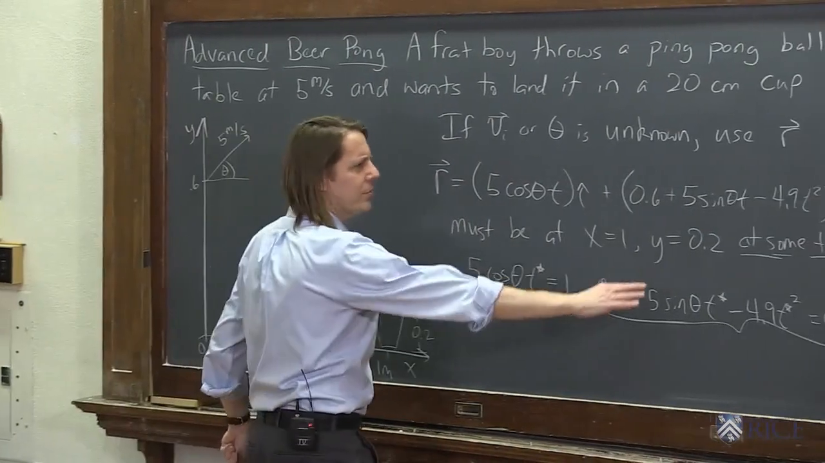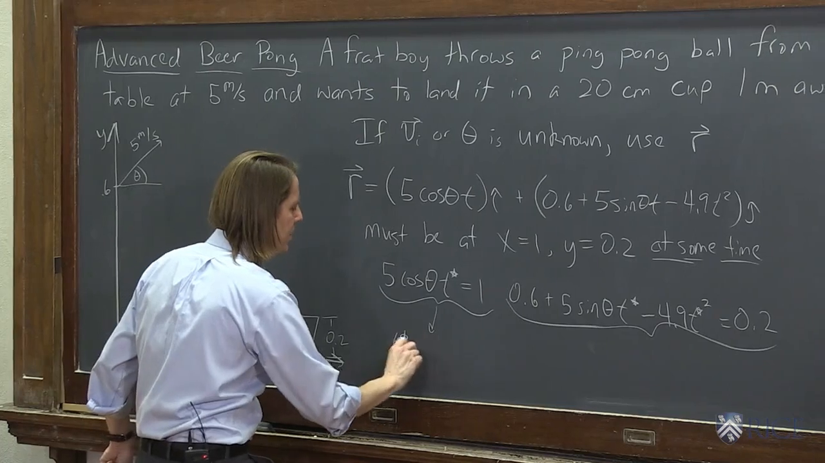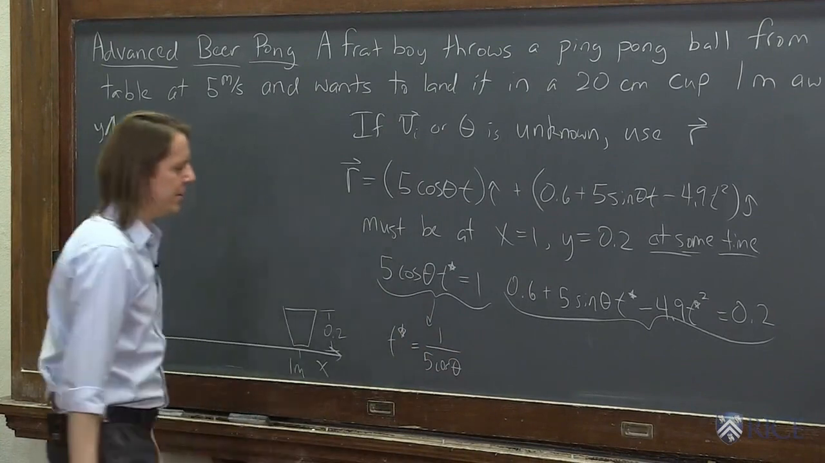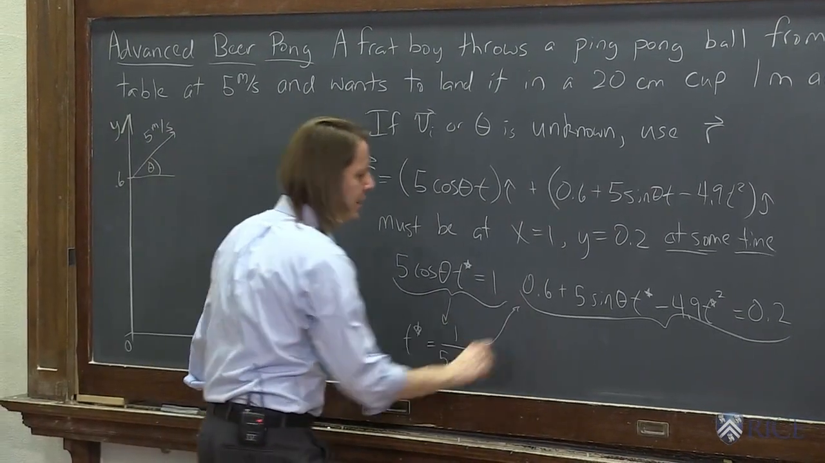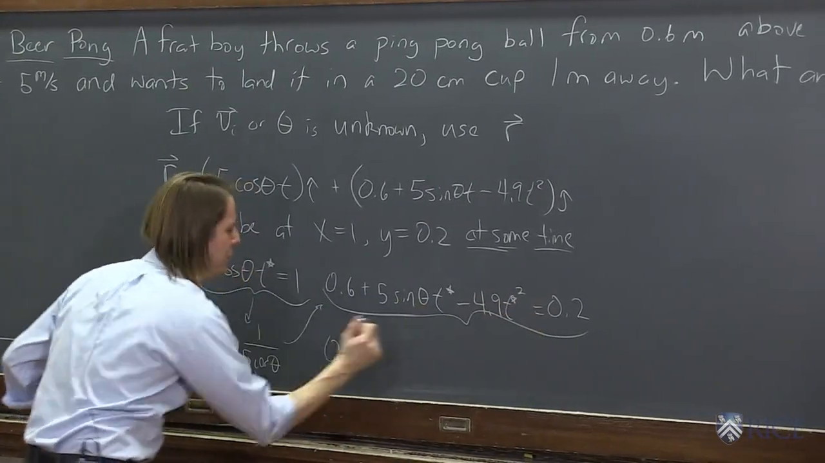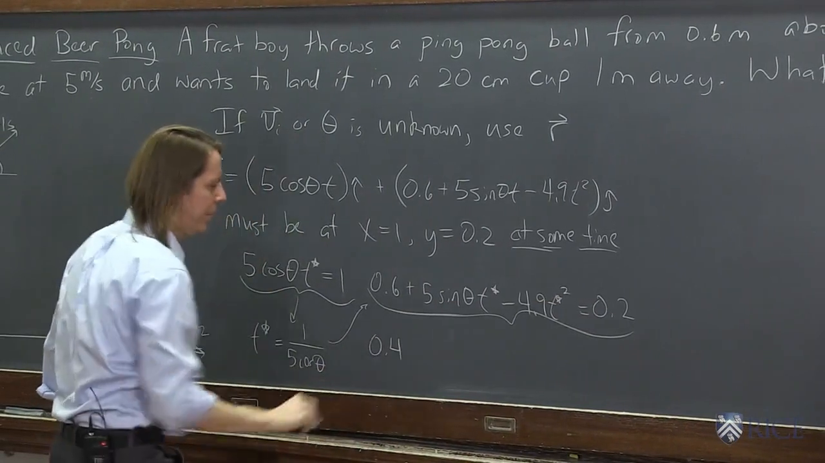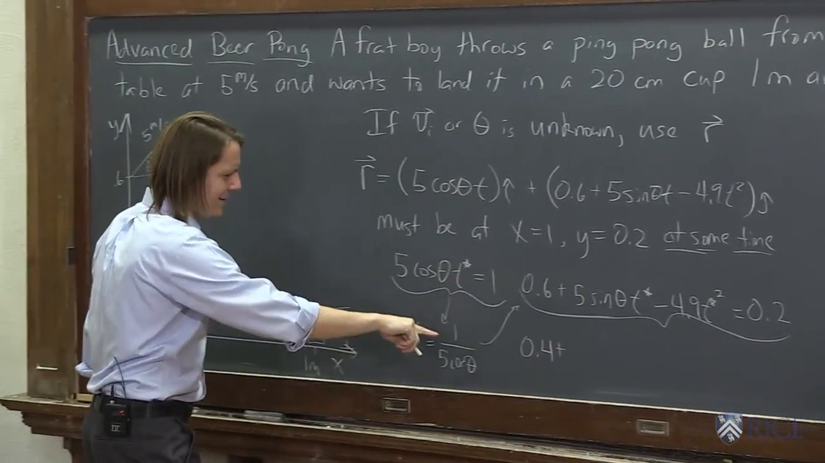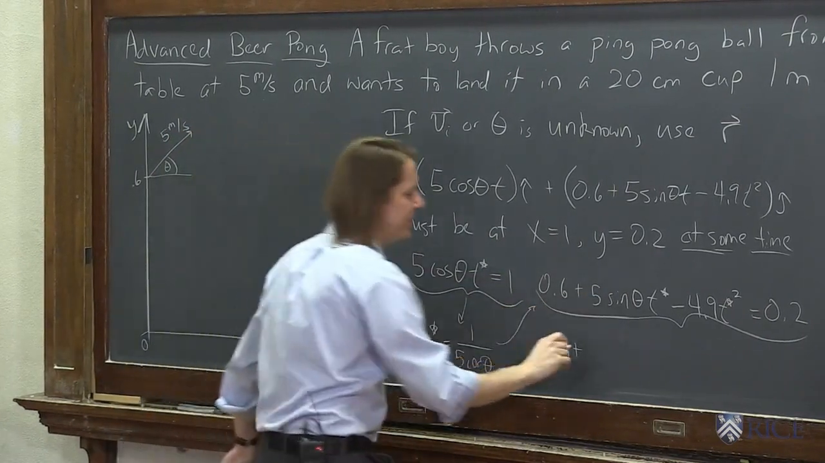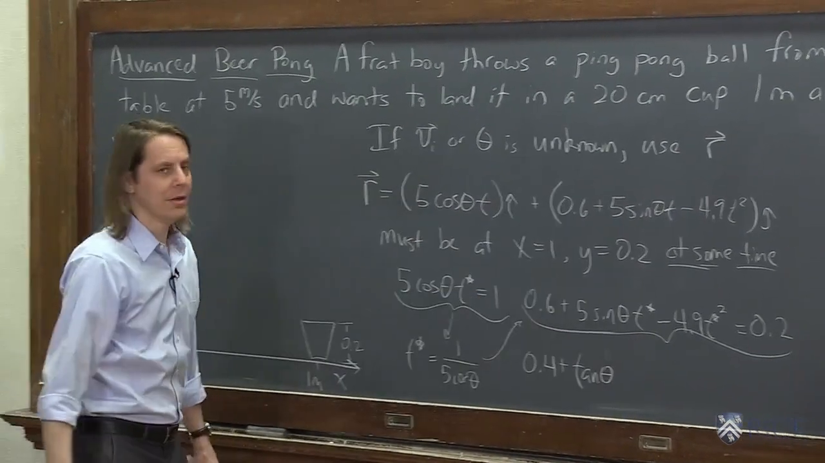So in this case, it looks bad. It's not as bad as it looks. We're going to solve this one for t star. T star equals what? 1 over 5 cosine theta. And we're going to plug that into there. So what do we get? 0.6. I'm going to go ahead and bring this 0.2 over. So this 0.2 is going to come over here. I'm going to get 0.4 plus, let's see, the 5 over 5 is going to cancel. Sine over cosine is tangent theta. So when you plug that in there, you get just tangent theta.